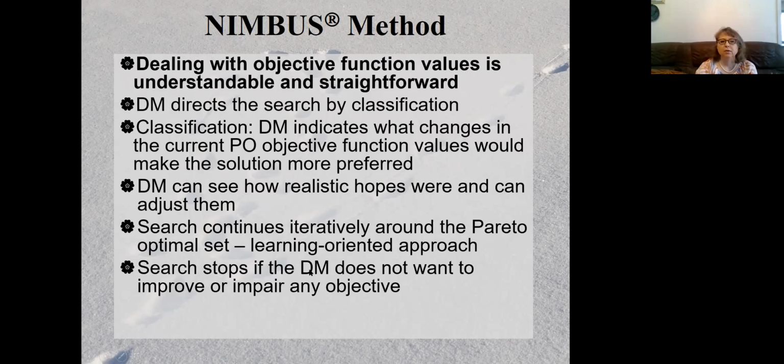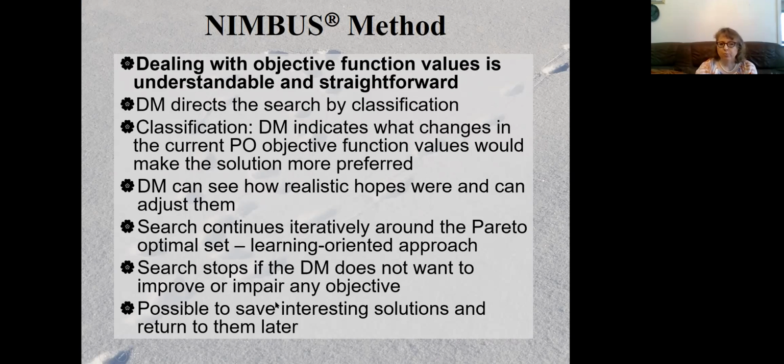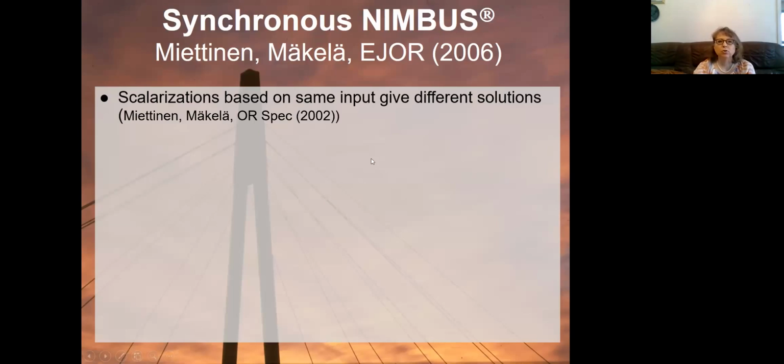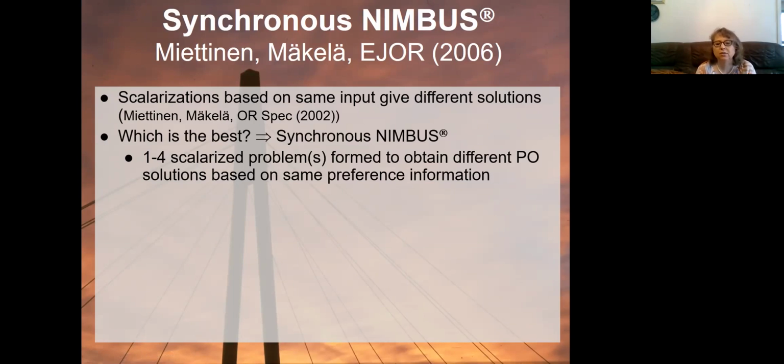And of course, the search stops if the decision maker doesn't want to improve or allow impairment in any objective functions. There are possibilities of saving interesting solutions and returning to them later, taking some of these as a starting point of the classification. I mentioned the role of scalarizing functions earlier. NIMBUS has its own scalarizing function, and the choice of the scalarizing function underneath the solution method typically leads to different solutions, even if the preference information is the same.